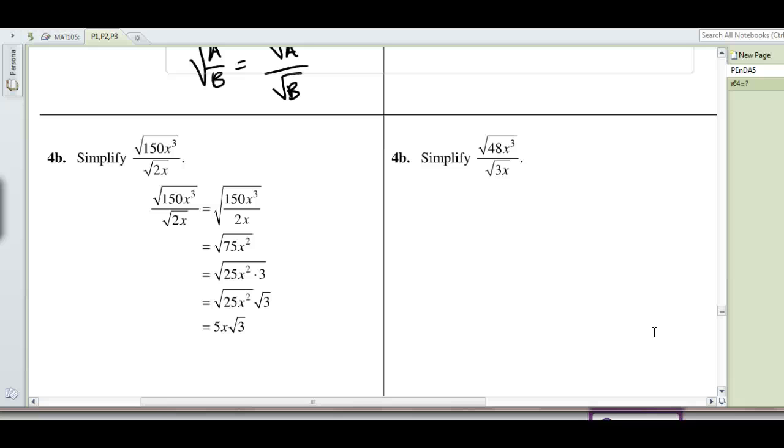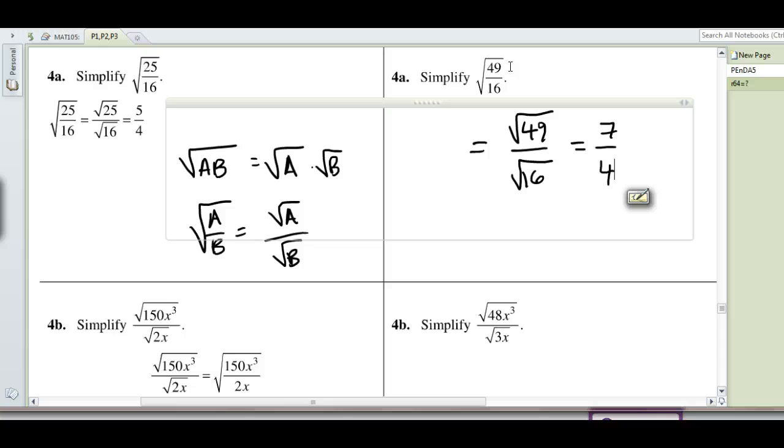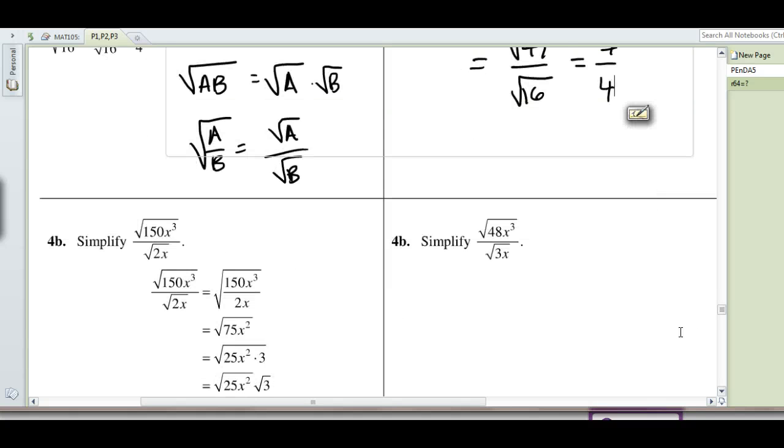Okay, so here we actually have things as separate radicals. So if you notice in this example, for A, we took the big square root and divided it into two smaller ones. Well, in 4B, we're going to work the other way. So we can use this rule and go from right to left as well. So we want to take the square root of 48 x cubed over the square root of 3x and make that a single square root, because then we can apply some of the exponent rules we learned in lecture. So this will end up as the square root of 48 x cubed over 3x.